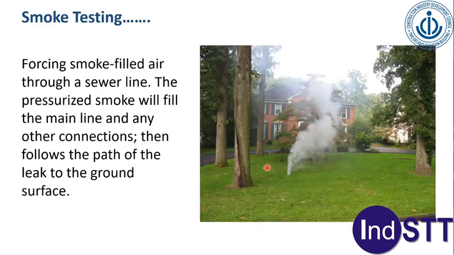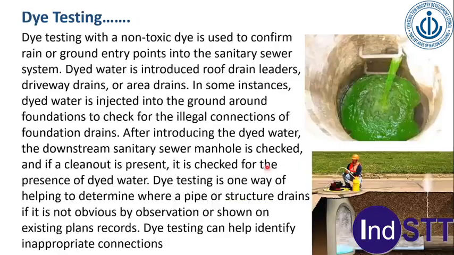So one is smoke testing, right? In this, we force smoke-filled air through a sewer line. The pressurized smoke will fill the main line and any other connections, then follow the path of the leak to the ground surface. So this is one way to find out leakages in sewer lines, smoke testing.